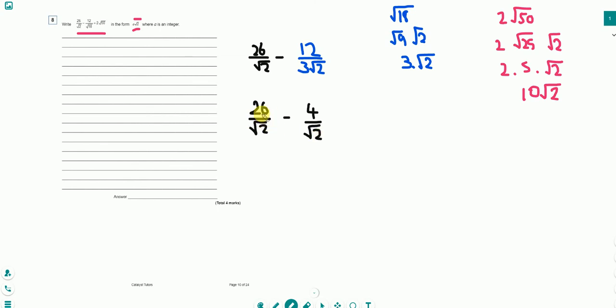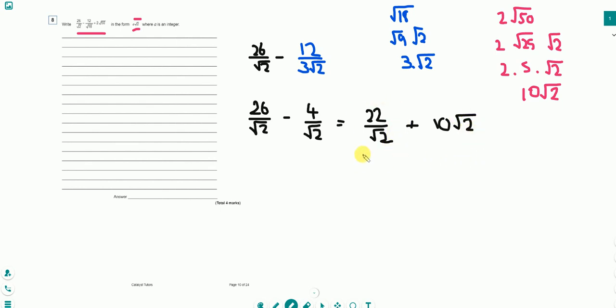So all I've got to do really is 26 minus 4, and 26 minus 4 will give me 22 over root 2. Okay. So we've got 22 over root 2, and we come back to plus 10 root 2. And now we've got a problem. One's a fraction, one's not.